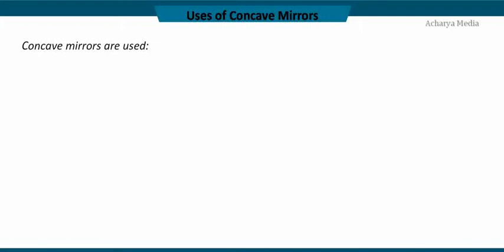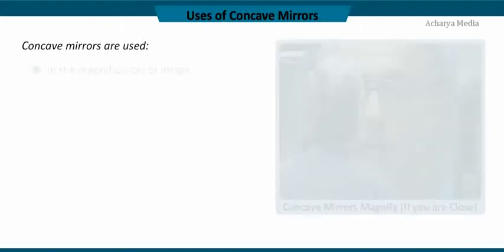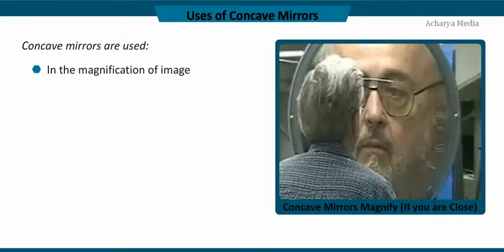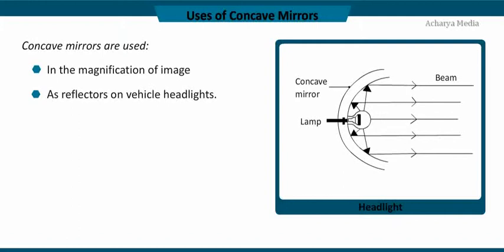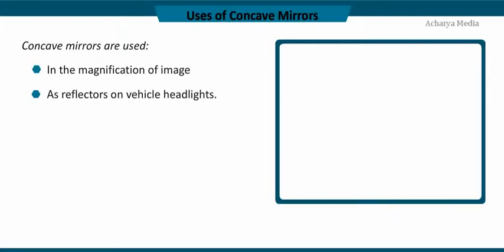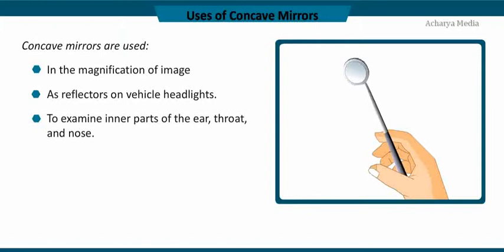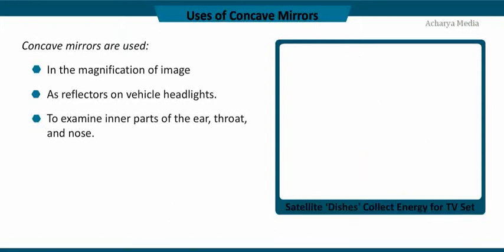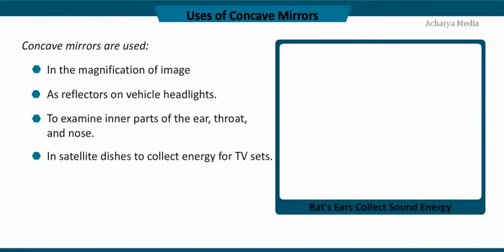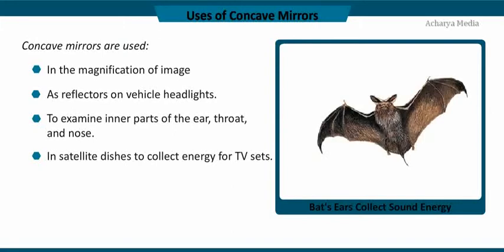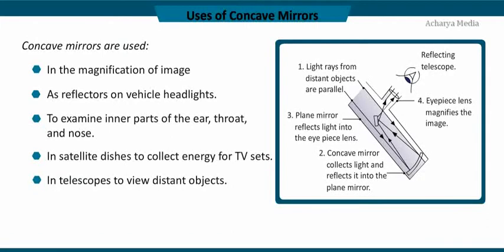Concave mirrors find various uses in day-to-day life. You can use concave mirrors to magnify the images formed on them. They are used as reflectors in the headlights of vehicles. Dentists and ENT specialists use concave mirrors to check inner parts of the ear, throat and nose. They are used in satellite dishes to collect energy for TV sets. The concave shape of a bat's ear helps it to collect sound energy. They are also used in telescopes to view distant objects.